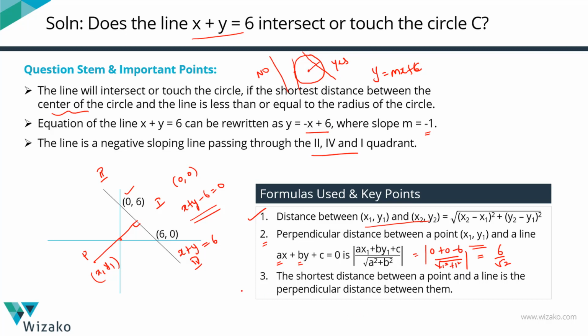Lastly, this is very important. The shortest distance between a point and a line is the perpendicular distance. Here we talked about the shortest distance. That shortest distance between any point and a straight line is always the perpendicular distance between the point and that straight line. Let's start evaluating statement 1.